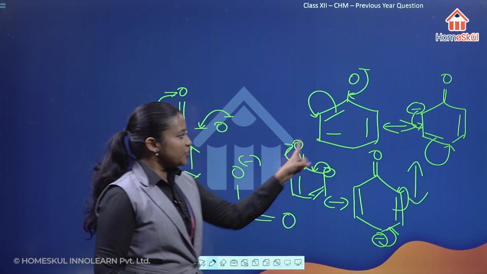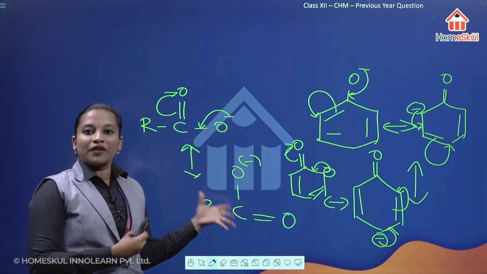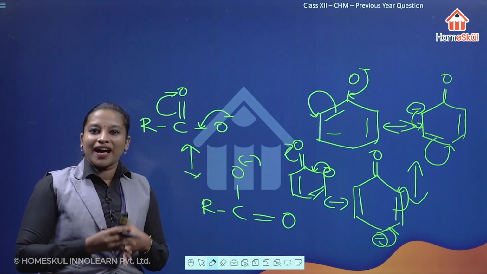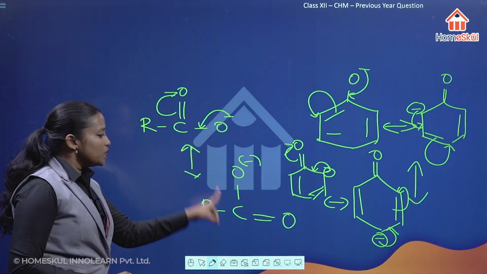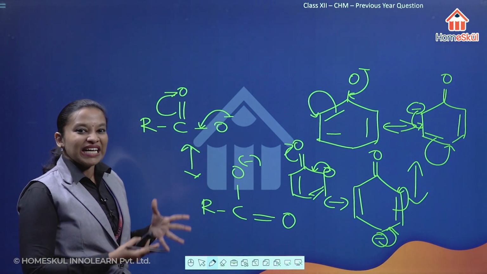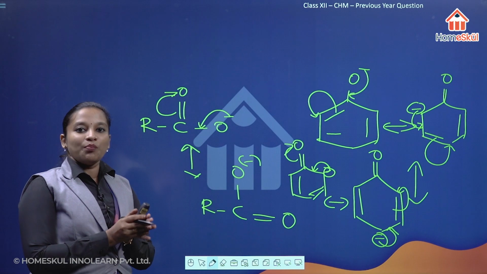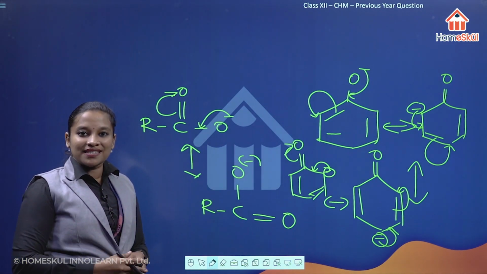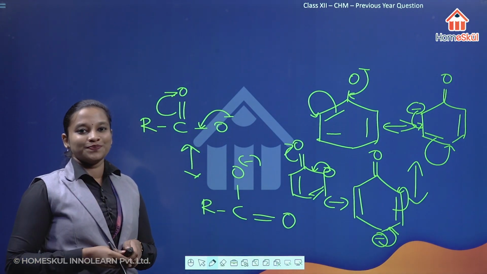Okay, these are the different resonance structures of phenoxide. Both of them are resonance stabilized, but here there is a peculiarity: the carboxylate ion gets two structures and they are equivalent, similar structures. That is why the carboxylate ion is more stable. That is why carboxylic acids are more acidic than phenol.